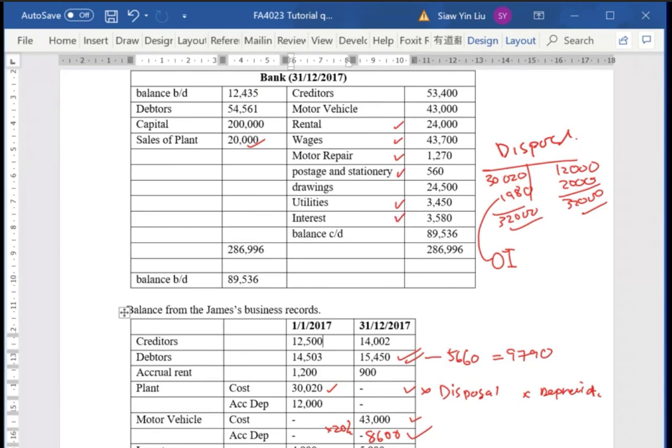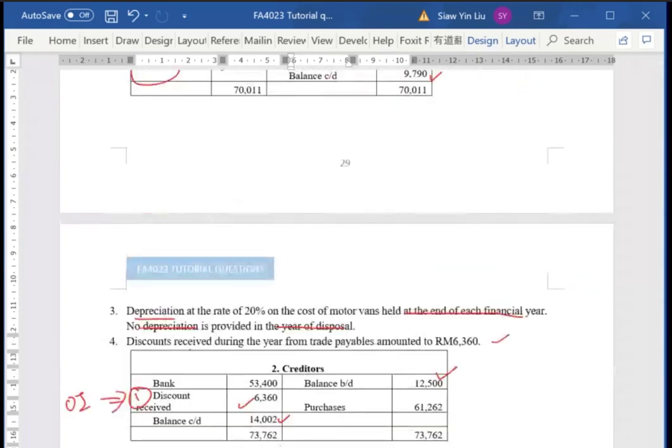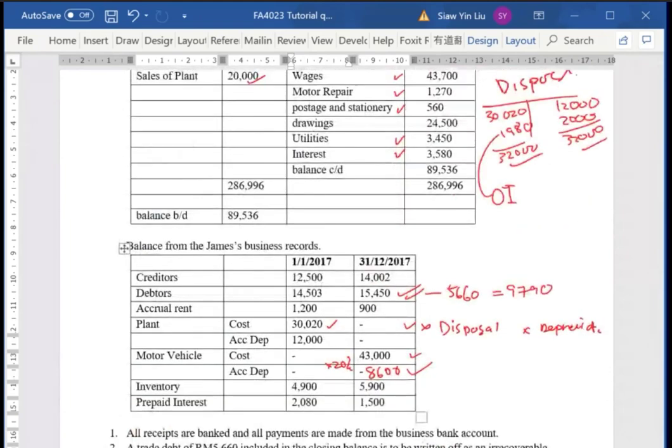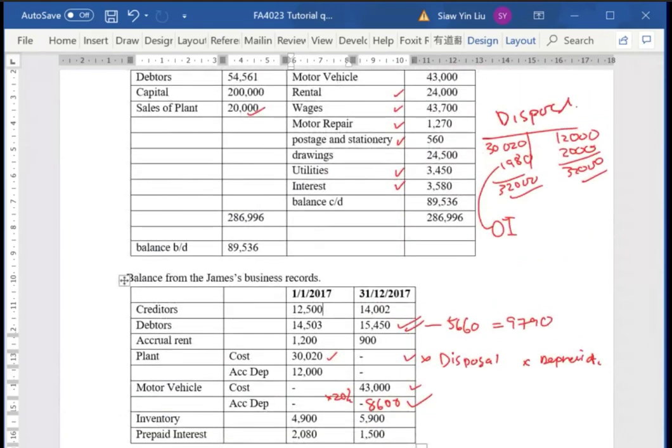Now here you buy a motor vehicle, right? So 43,000 double entry goes into here. So no problem. Now it seems like most of the things you have done. The only thing is you look at here. Just now from the very beginning, I said wages. Here you have accrued rental. You have prepaid interest. So for prepaid interest, you have to open an interest account. Rental, you have to open an account. So let's see how you should open it.